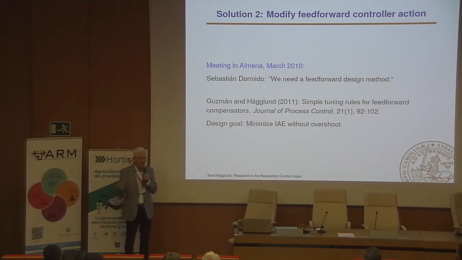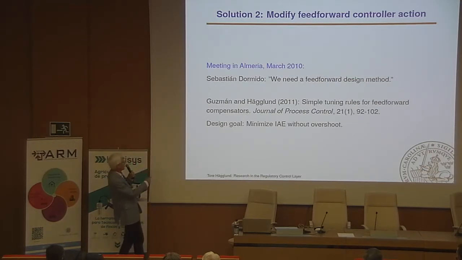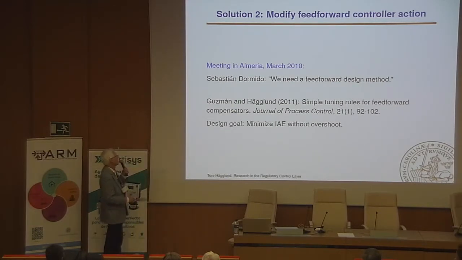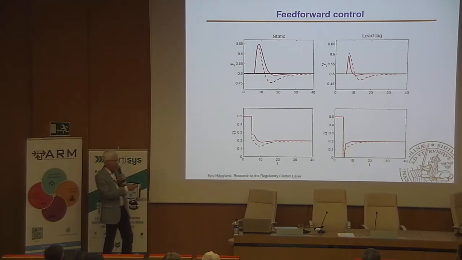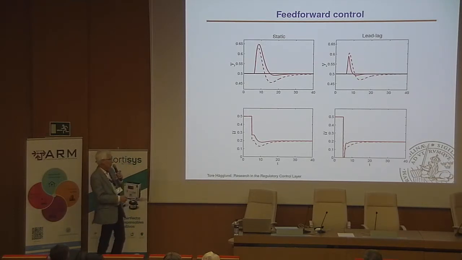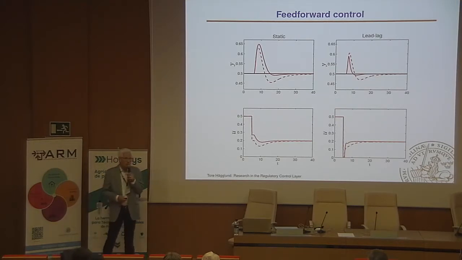So José Luis and I started to work very extensively. We sent email back and forth. I went home to Lund and we sent email back and forth. And we came up with a design procedure that was published in 2011. This design method takes the feedback controller into account. And here you see the responses. For the static compensator, the dashed one is the one that you saw before, and the solid one is our new design of the feed forward. And over here, you see a lead-lag compensator. The dashed line is the one that you get if you don't take the feedback controller into account, and the solid one is the one where we minimize the integral absolute error. So a very nice collaboration. That was my first example.